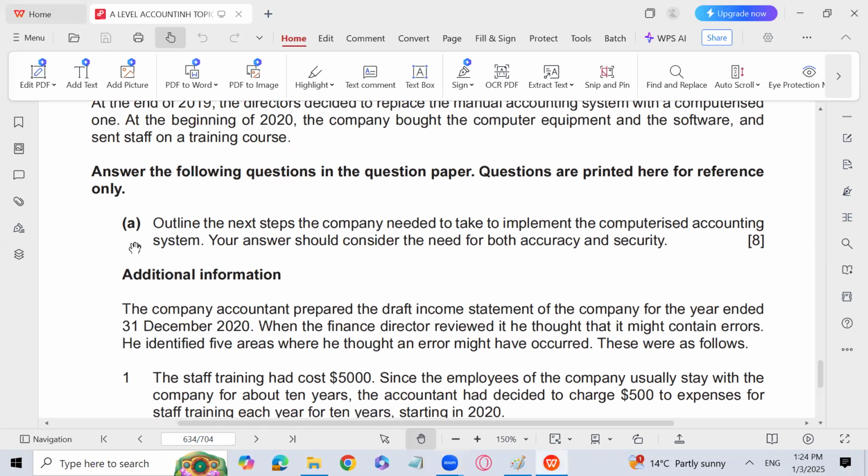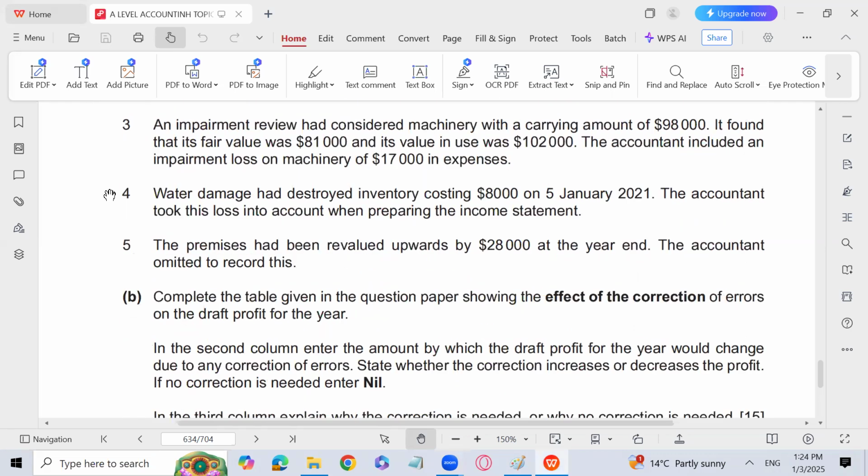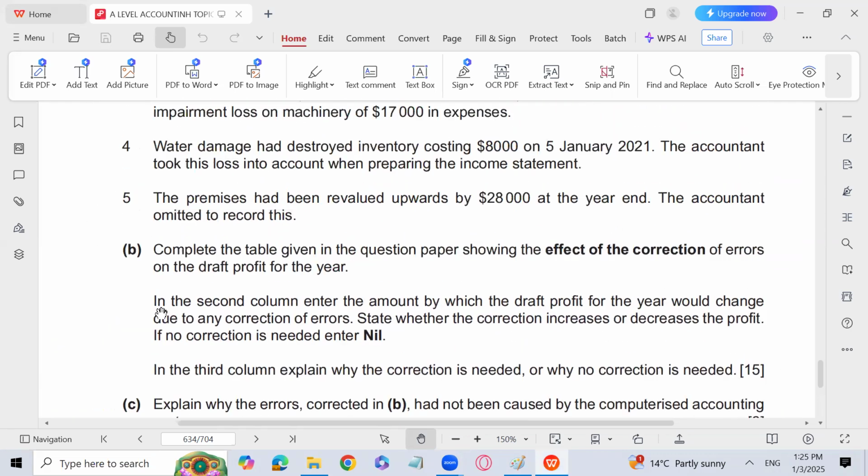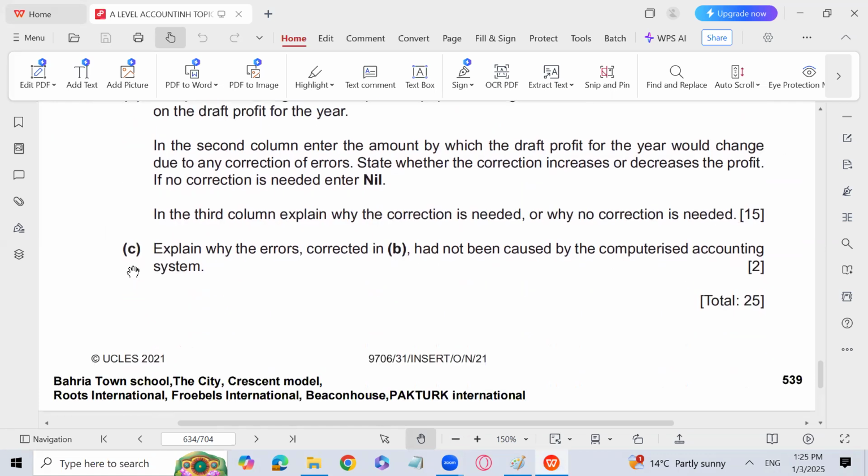Today we are going to solve a question from A2 Accounting, International Accounting Standards, IAS, from October-November 2021, paper 31. So this is October-November 21-31. This is a technical question of International Accounting Standards, but it is not that difficult. But it has a certain part which relates to the computerized accounting system.